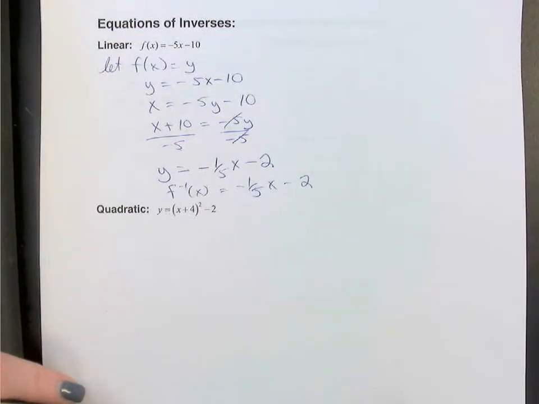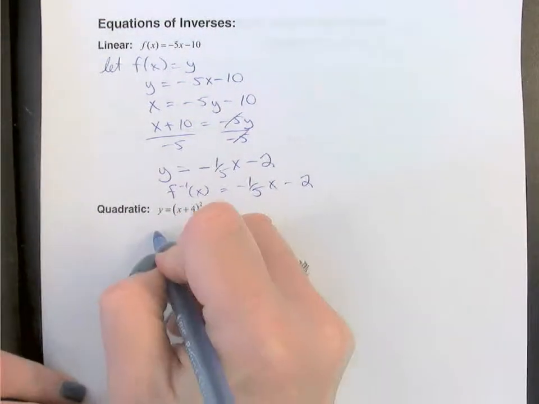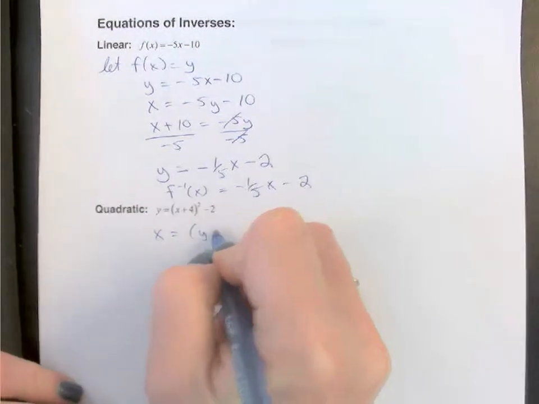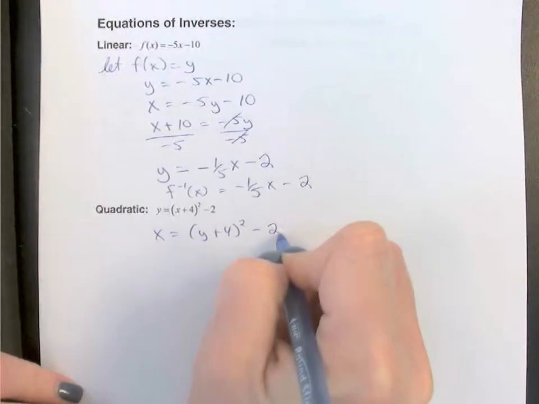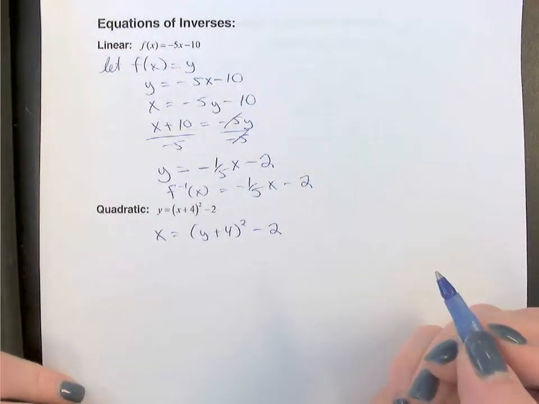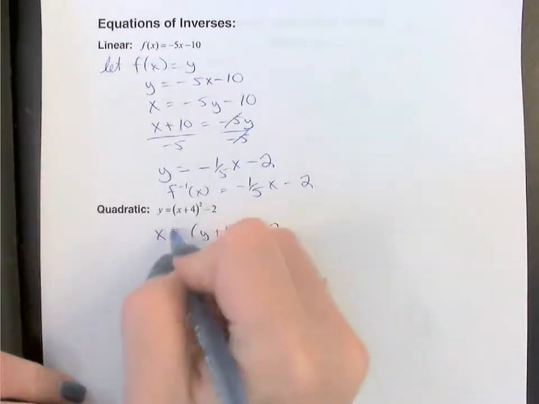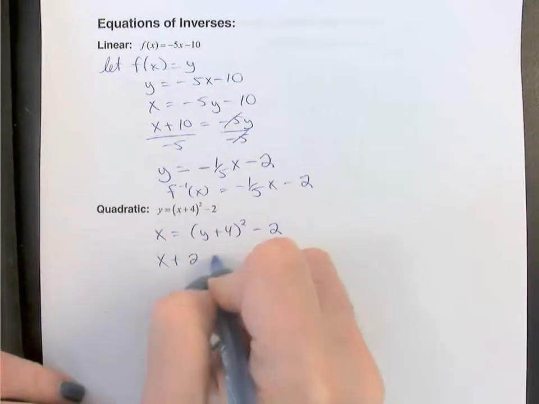Let's look at a quadratic equation now. Same idea, we want to switch the x and y values, so we're going to write x equals y plus 4 squared minus 2. Let's isolate y. We're going to move the 2 to the other side, so we'll add the 2 over there.